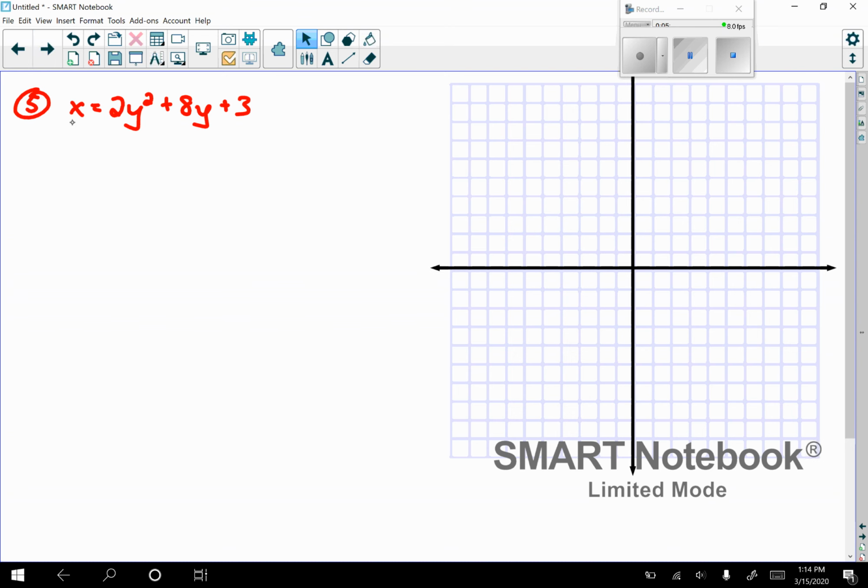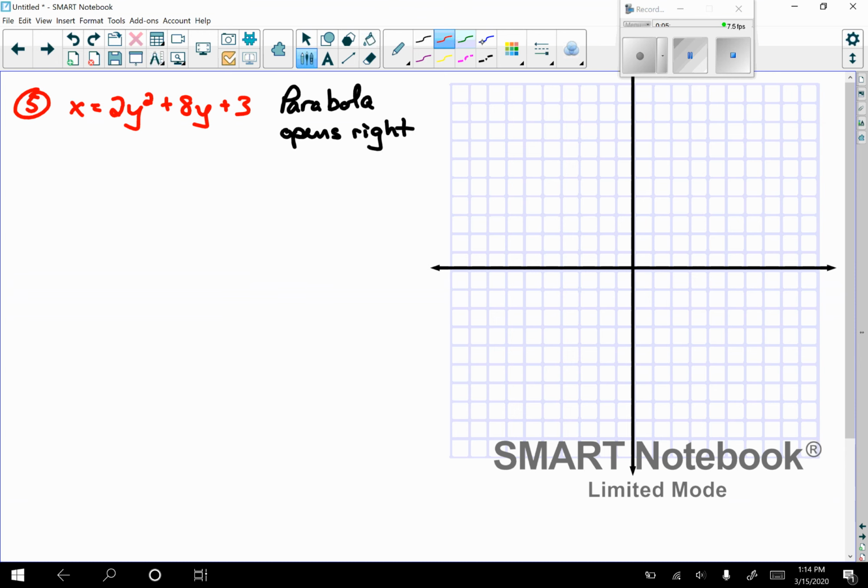All right, number 5, again, because it's x equals, we only see a y squared, not both. This is a parabola. Because, again, it's x equals, and then the y is what's squared, this is going to open sideways. A is a positive 2, so this will open right.